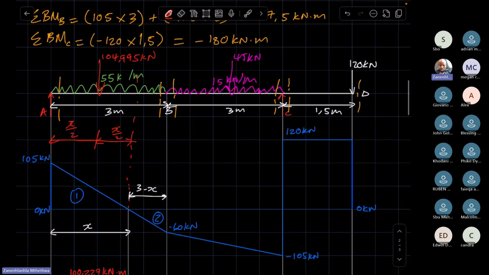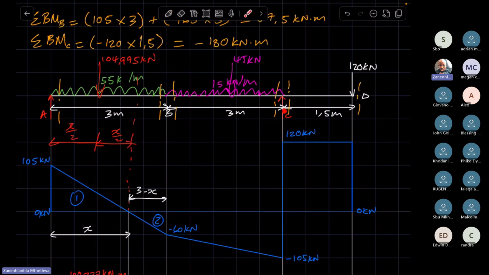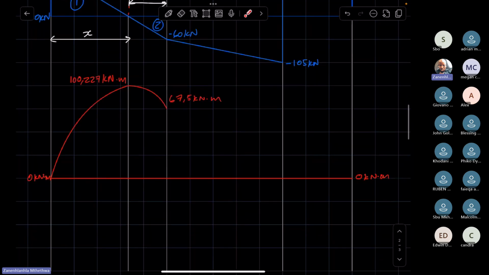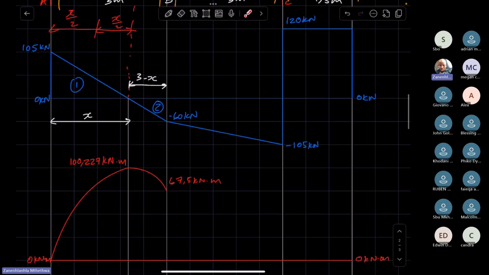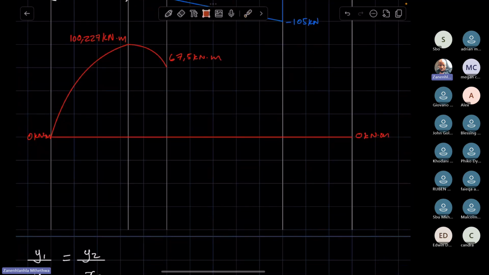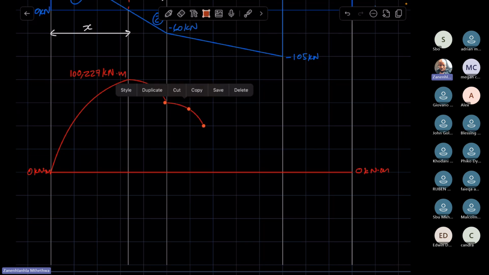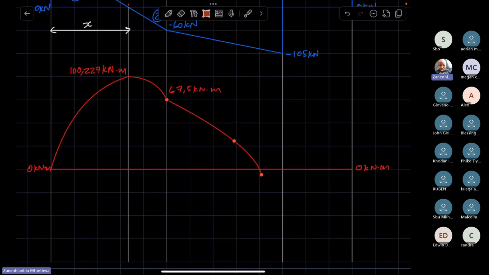Then now we look at point C. We already calculated the bending moment at C. It is equal to negative 180. Negative 180 is below the 0 line. But now remember that in this span of the beam you have a UDL, so you must still continue with drawing a parabolic shape. Say 180 is here.